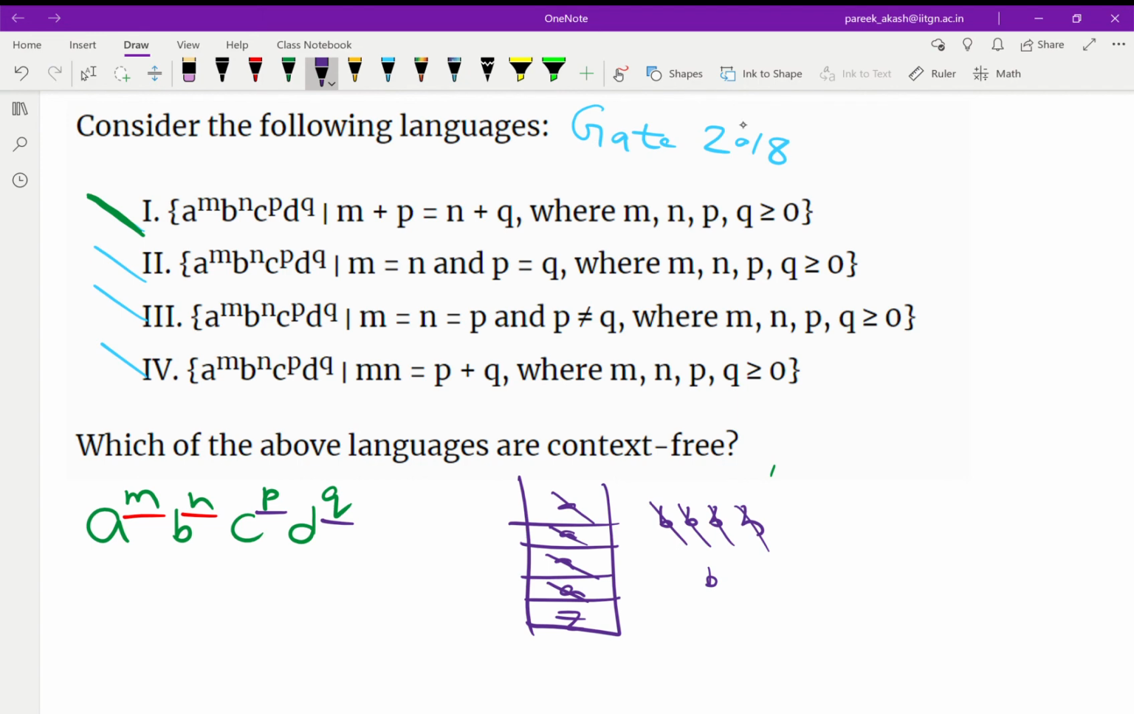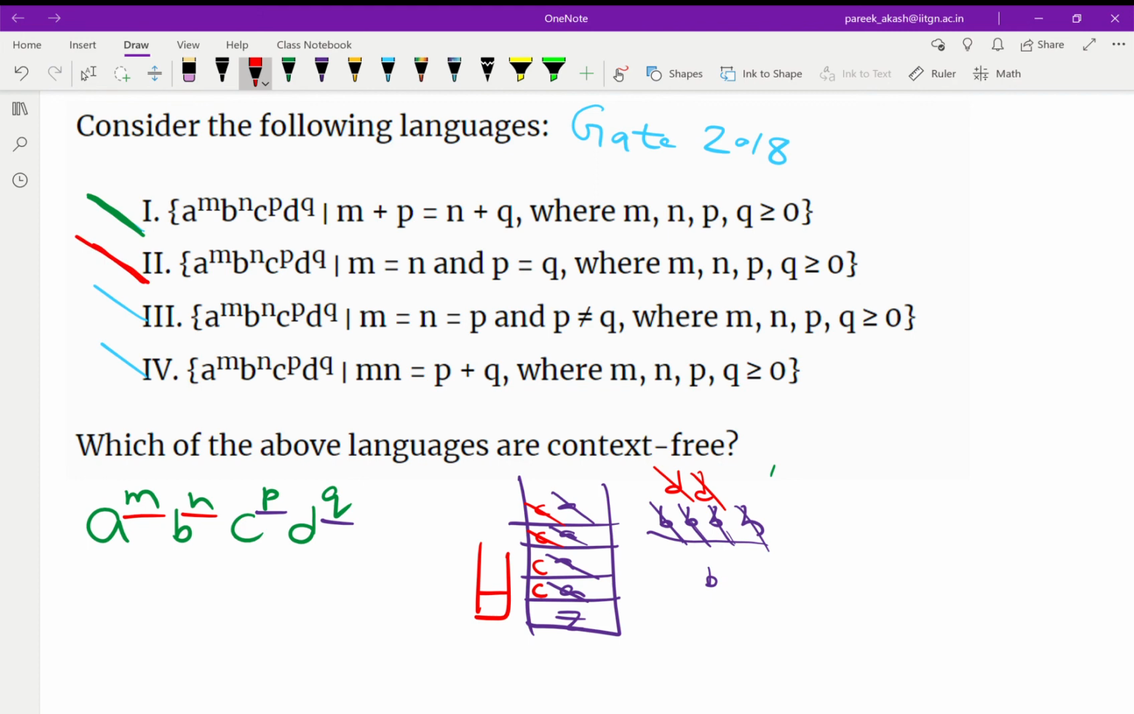And suppose for all the a's we can cancel the corresponding b's, then we'll go to c. In the same stack we will push c in the stack, and whenever we encounter a d, we'll pop a c. At the end of the string, if my stack is empty, then I can conclude that this is also a context free language. So number 2 is also a context free language.